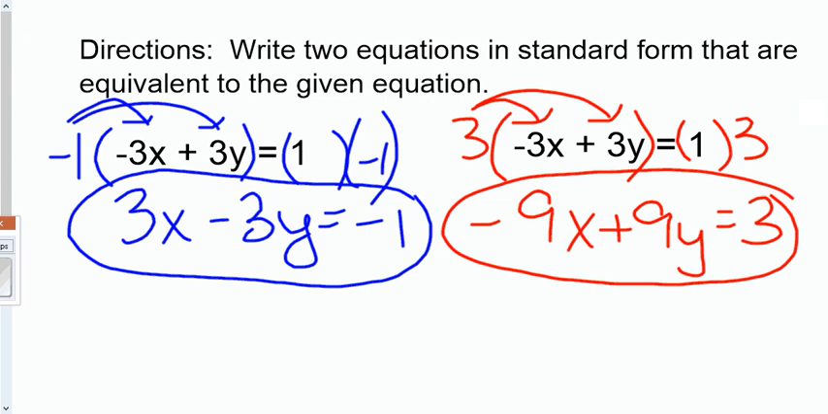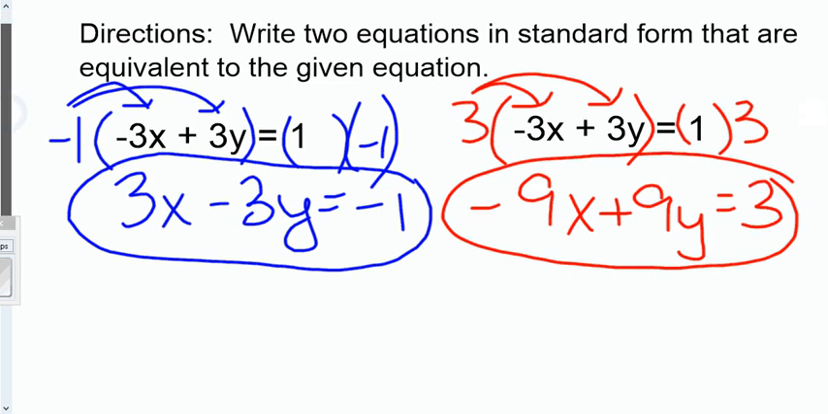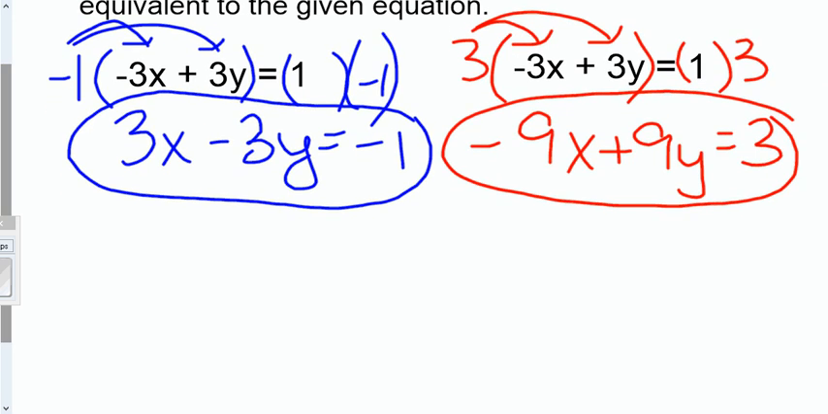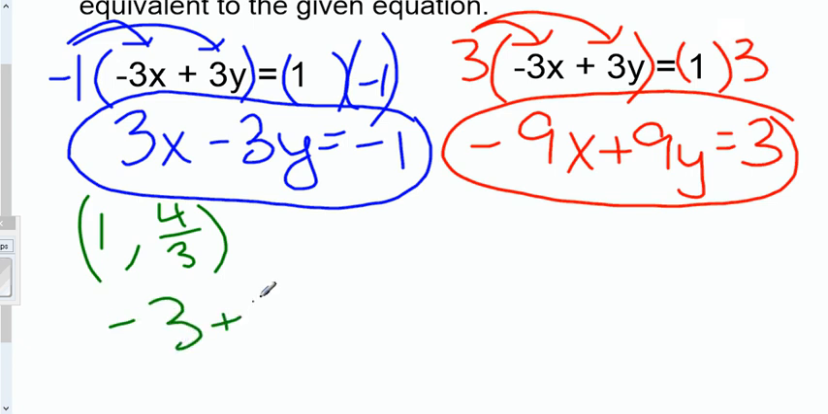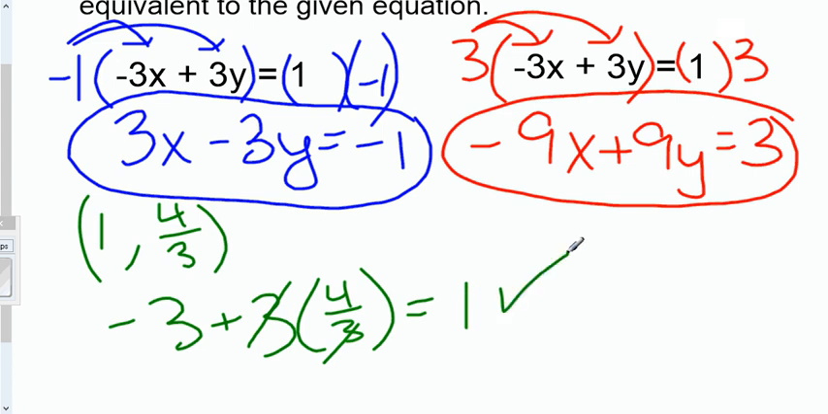Actually, I think we're going to have to do a fraction here in order for this to work. So I am just going to show my work down here because that's a little hard for me to do in my head. So let's do 1 and 4/3. Let's use that as our ordered pair and let's plug it in. So if I plug 1 into my original equation, I'm going to get negative 3 plus 3 times 4/3. If I multiply that out, the 3's are going to cancel, so this is just going to be negative 3 plus 4. And that certainly is equal to 1, so that checks out.